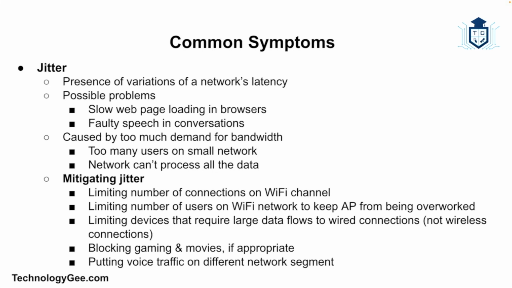So ways to mitigate jitter can be built into the network in these ways, such as limiting the number of connections on a Wi-Fi channel, limiting the number of users on the Wi-Fi network to keep the access point from being overworked, limiting devices that require large data flows to wired connections not on the wireless network, blocking gaming and movies if this is appropriate, and putting voice traffic on a different network segment.